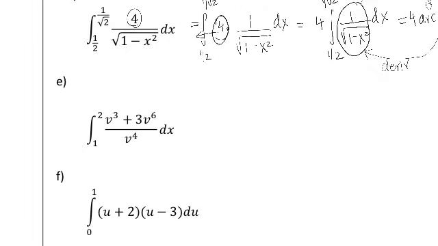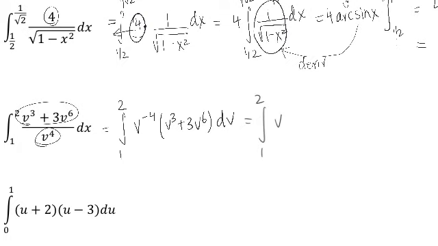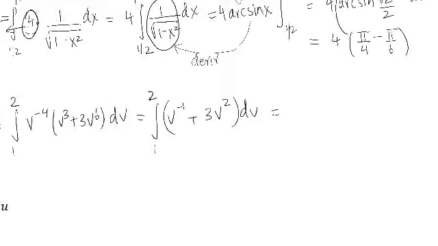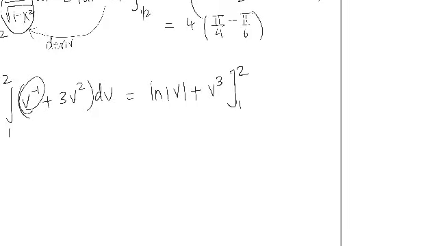Okay, what else do we have? Something like this. Be careful not to just do the antiderivative of the top and the bottom, right? That doesn't work. You know from a couple classes ago that you first need to rewrite that integrand like this, and then you're going to continue to rewrite it like this, and then you're going to find the antiderivative, which is ln v plus v cubed, and we're going from 1 to 2. So this is going to become ln 2 plus 8 minus ln 1, which is going to be 0 plus 1.